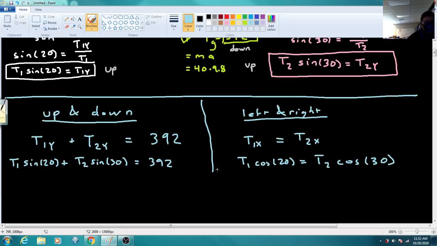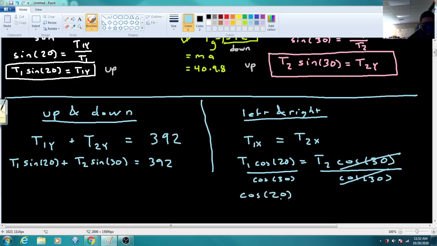So now, to move on, we're going to solve this one here for T2. I'm going to divide by the cosine of 30 across, so cosine of 30 cancels over here. And I'm going to rewrite this, writing the T1 at the end. So we get cosine of 20 over cosine of 30 times T1 is T2. So we know what T2 is in terms of T1.